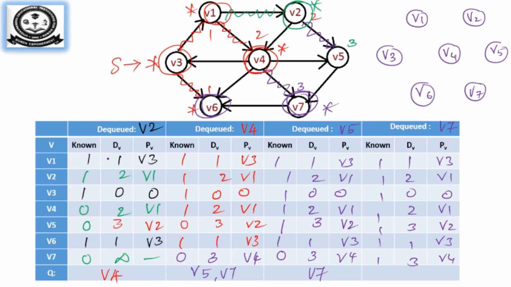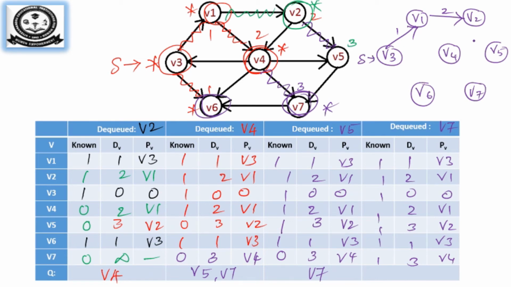So we'll start from V1. V1 is having distance 1 from V3. So you have it with a distance of 1. So we can write like this. So it is 1. And V2 with distance of 2 from V2. So it is of distance 2. V3 is 0 because it is the starting vertex.